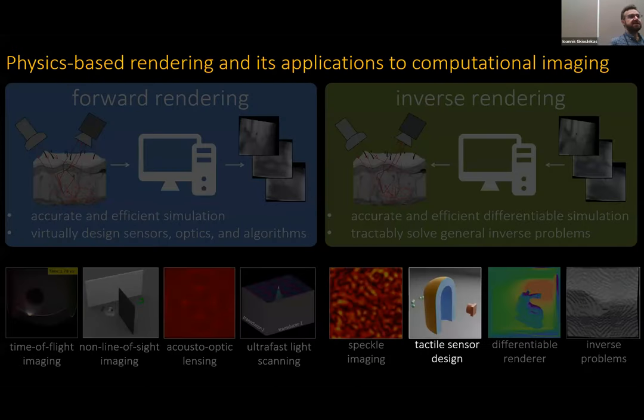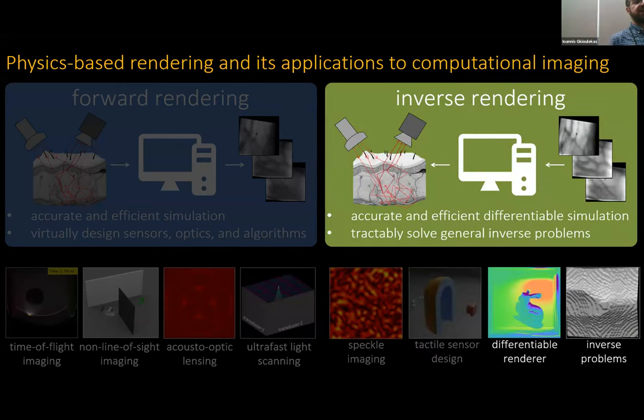So this was the last example of some forward rendering modality we have used for some imaging applications. So we've gone through time of flight, non-line-of-sight imaging, acousto-optics, ultrafast lenses, speckle imaging, fluorescence microscopy, and tactile sensors. So the last thing that we're going to go over in this tutorial is inverse rendering. How can I use rendering to now solve problems where I'm trying to infer unknowns about a scene from image measurements? And we'll see one key technology for trying to make this possible, which is called differentiable rendering.